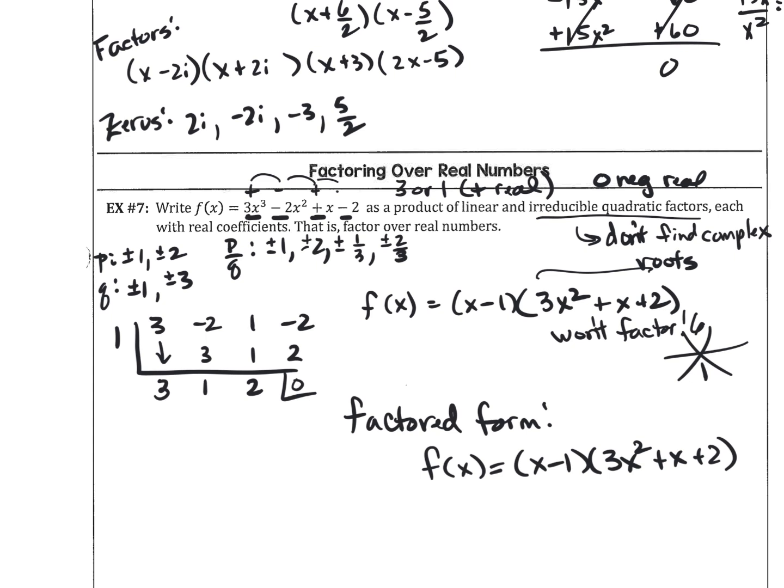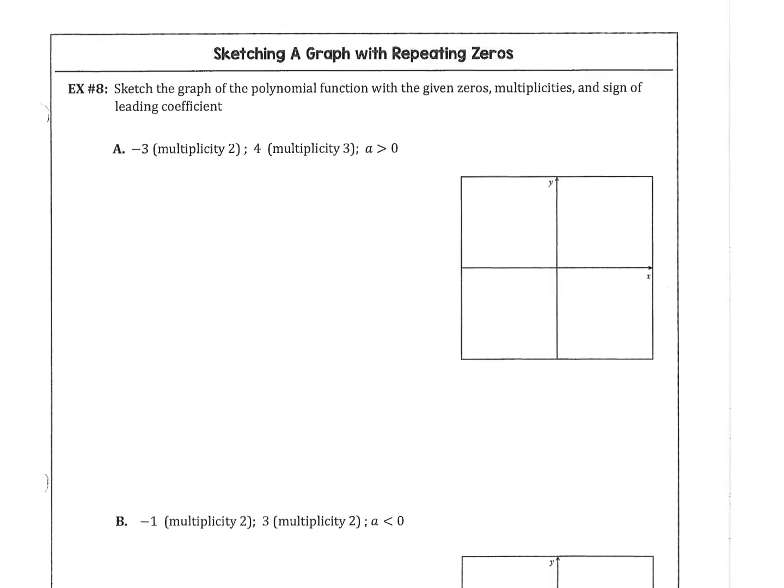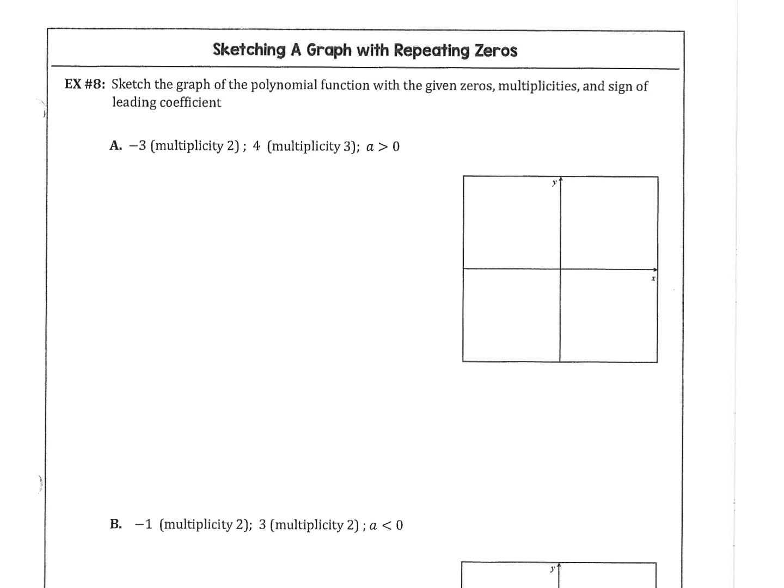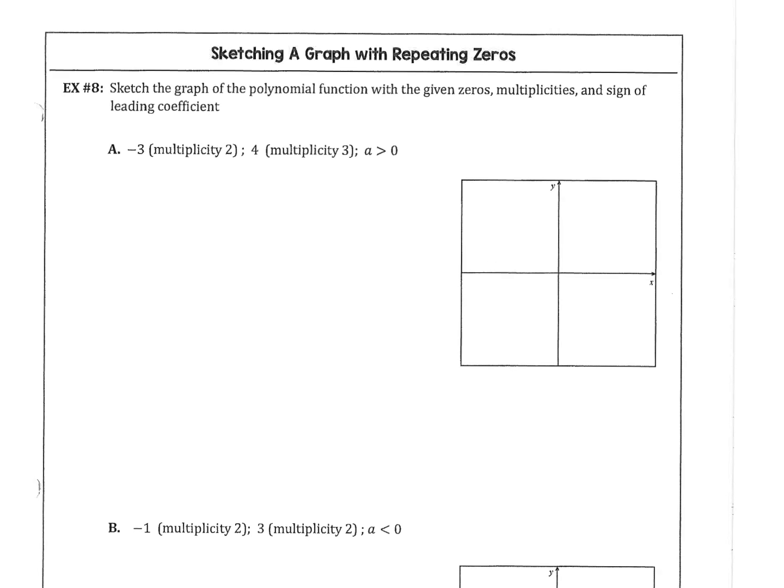All right. Last but not least, how do we sketch a graph with repeating zeros? Multiplicity of negative 3 is 2, 4 has a multiplicity of 3, a is greater than 0. Okay, so let's look at this. This is a root of negative 3, so this becomes x plus 3. We know this multiplicity is 2. And then we've got 4, so x minus 4 with a multiplicity of 3.